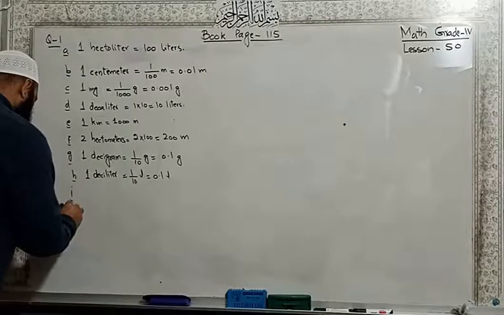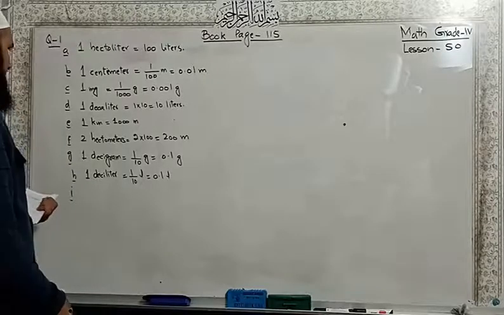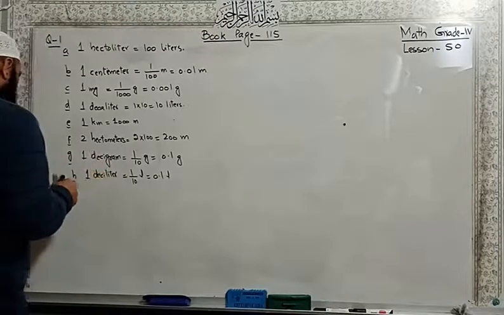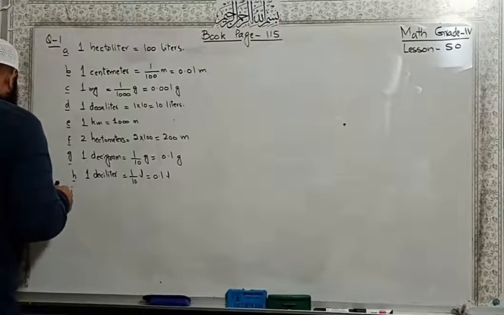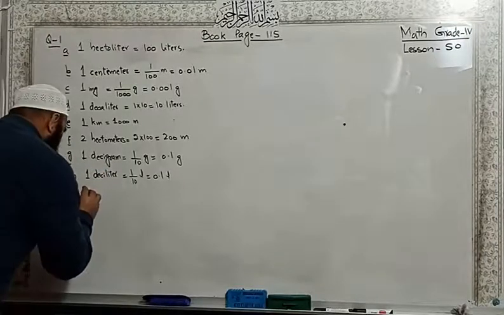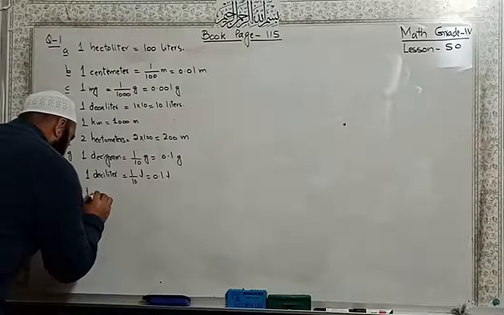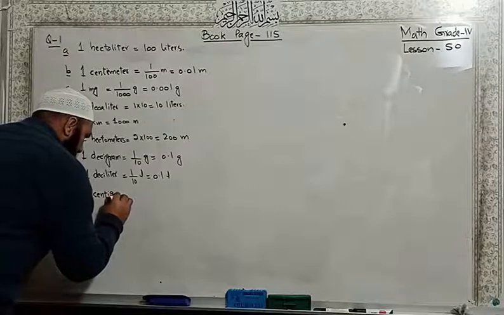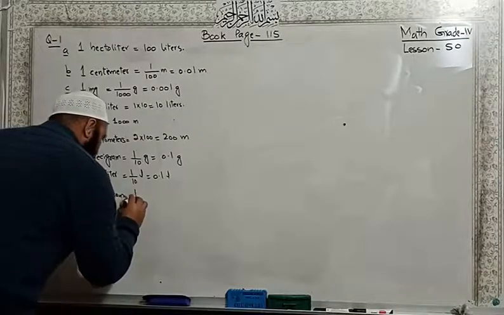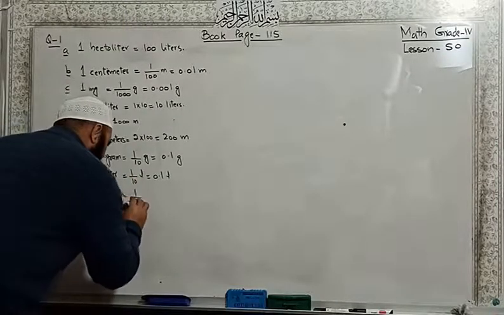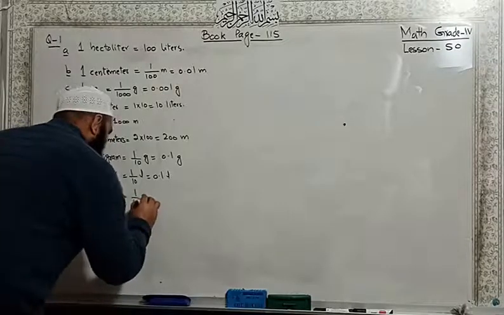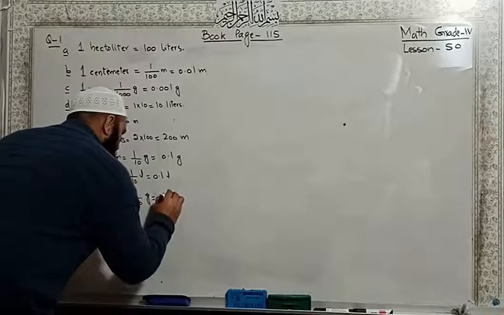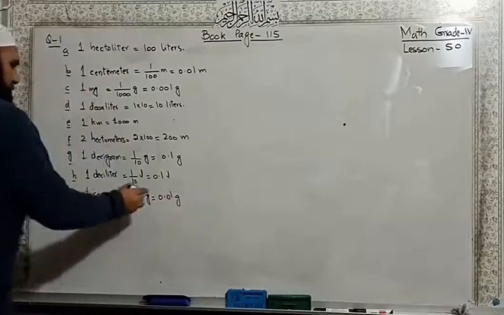Part I. This is 1 centi. Centi is division by 100, the 100th part. 1 centigram is equal to 1 over 100th part of a gram, that is 0.01 gram. After division you will get this.